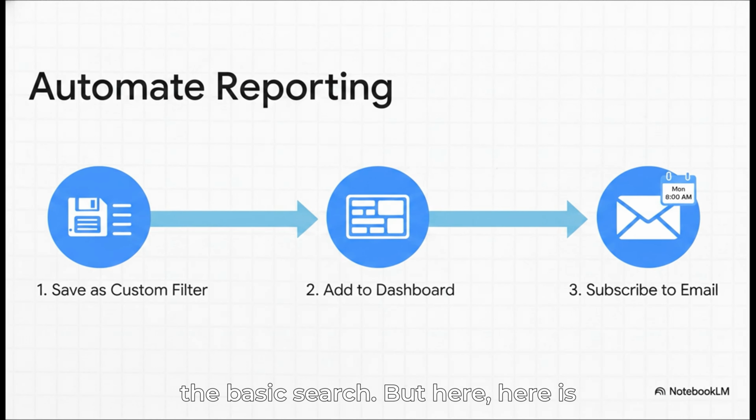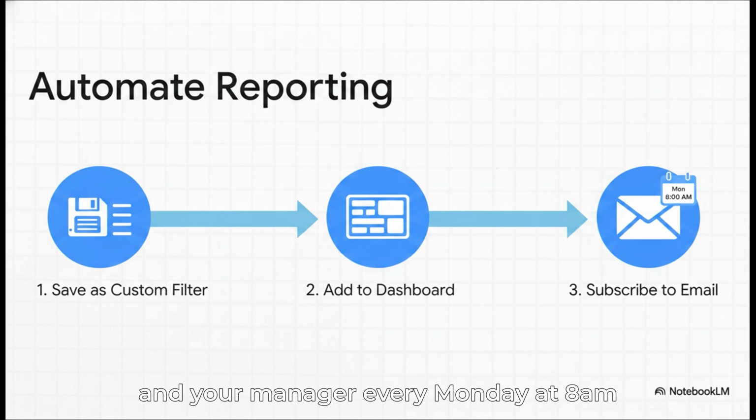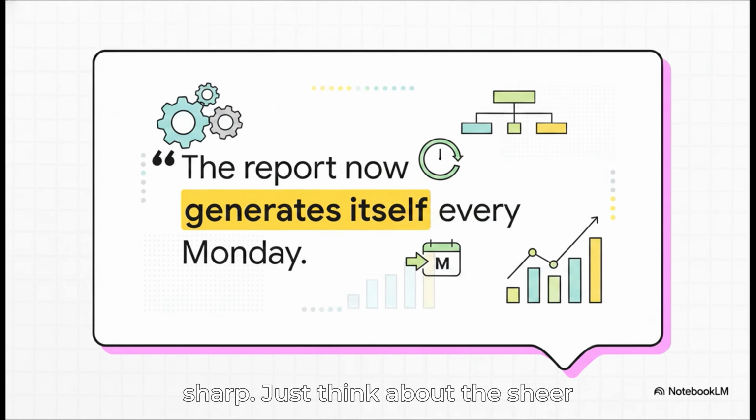But here is where the absolute magic happens. You take that perfect query, save it as a custom filter, drop it onto your brand new dashboard, and then create a filter subscription. By setting up an advanced schedule, Jira is now going to automatically run this exact query and email a digest of the results directly to you and your manager every Monday at 8 a.m. sharp. Just think about the sheer empowerment of a setup like that.